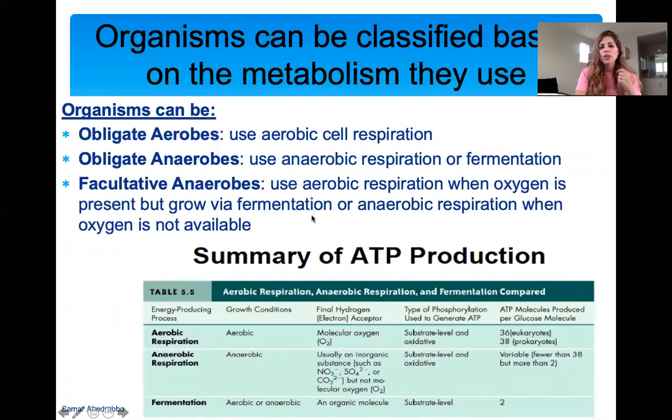Facultative anaerobes can do all 3 types of metabolism. They can do aerobic respiration, anaerobic respiration, and they can do fermentation. And if given the choice, if oxygen is present, they would do aerobic respiration because they would make 38 ATP. Then if oxygen is gone, they will do anaerobic respiration if an inorganic molecule is present, because it will still give them more ATP than fermentation. And if no oxygen is present and no inorganic molecules are present, they'll do fermentation, which will give them 2 ATP.